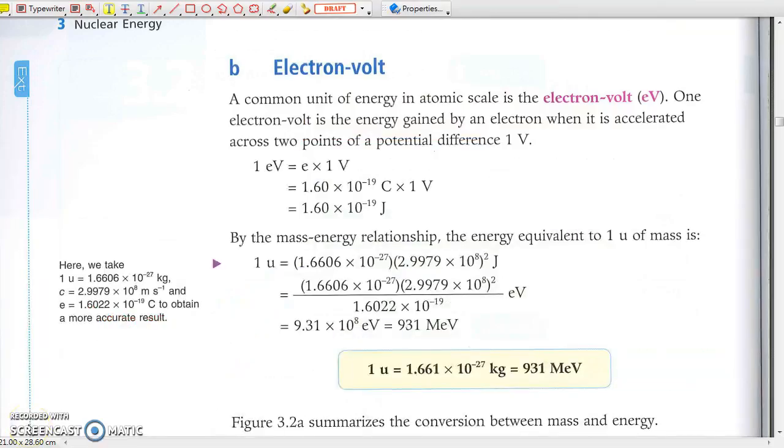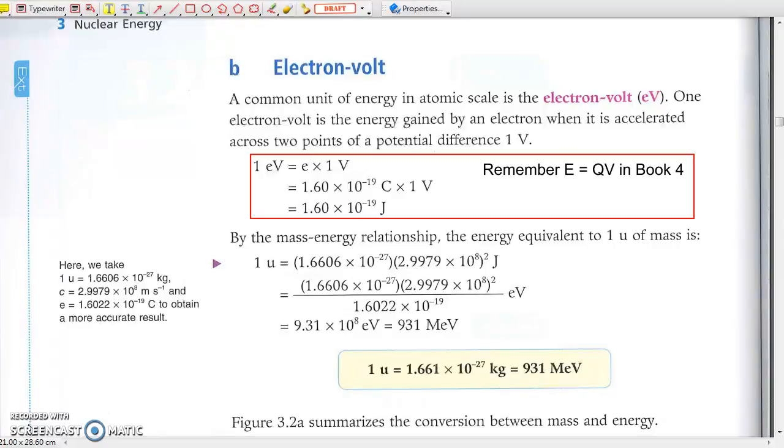B. Electron volt. To express the amount of energy produced by a single nuclear reaction, a small unit of energy is necessary. A common unit of energy on the atomic scale is electron volt, eV. 1 eV is the energy gained by an electron when it passes a 1 volt potential difference. In other words, 1 eV equals 1 e multiplied with 1 V, which equals 1.6 times 10 to the power negative 19 coulomb multiplied with 1 volt, and that is 1.6 times 10 to the power negative 19 joules.